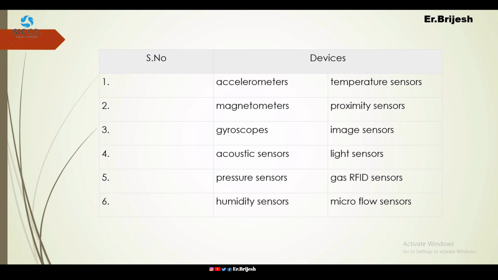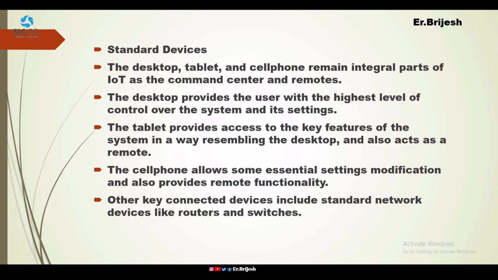As you can see, different devices and different sensors: accelerometer sensor, temperature sensor, magnetometer, proximity sensor, gyroscope, image sensor, electric sensor, light sensor, pressure sensor, gas RFID sensor, humidity sensor, microflow sensor. So these are 12 different sensors, and there are n number of sensors you can use. Every physical or chemical thing has its own sensor you can use. You can design any system to automate them.